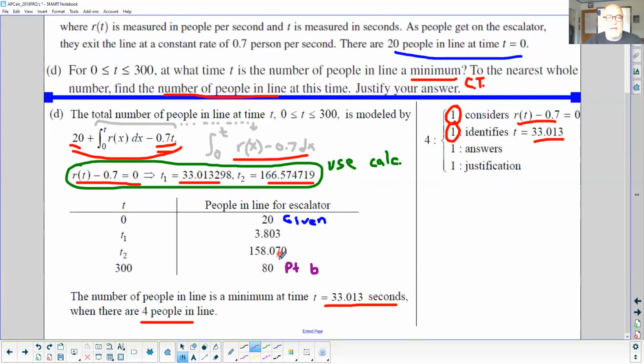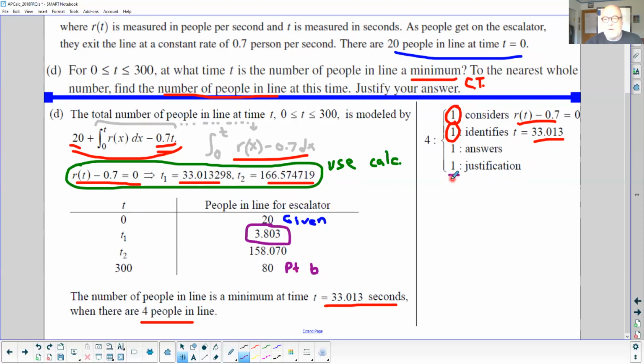But basically, if you got that 33 point, well, okay, here it is. Yeah, there's 4 people. Sorry, my bad. So this is where there are 4 people in line, round to the nearest person. So that's going to be your absolute minimum from that 0 to 300. How do they get 20 and 0? That's given. How do they get 80 and 300? That's from part B, considering your endpoints.